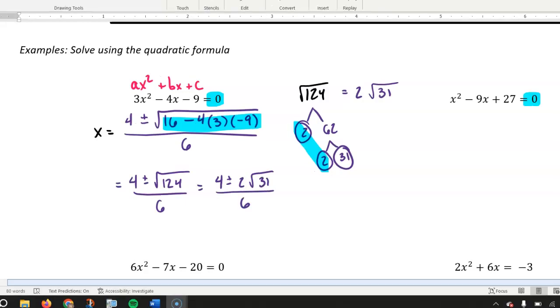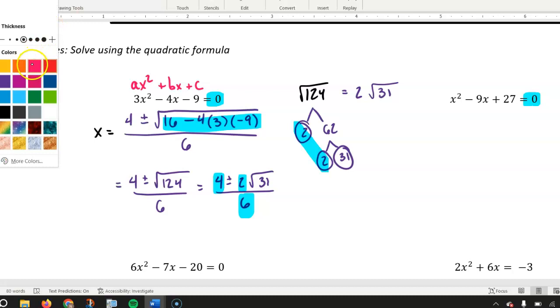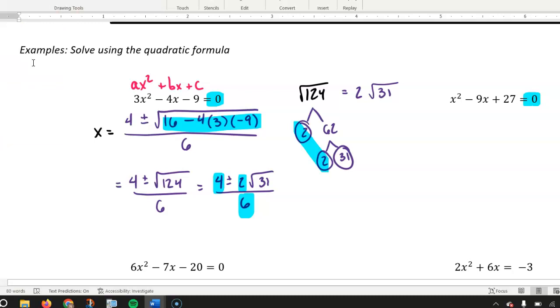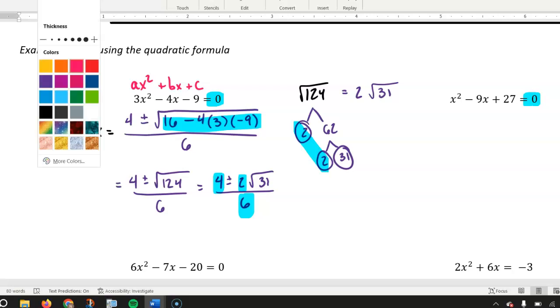Now before we can move on from this, we need to make sure that we have this simplified. So what I do is I look at all the pieces that are outside the radical. What's inside the radical we don't touch. It's protected by the radical. But outside the radical we have a 4, a 2, and a 6. So we want to see, are each of those values divisible by something? And each of those values are divisible by 2.